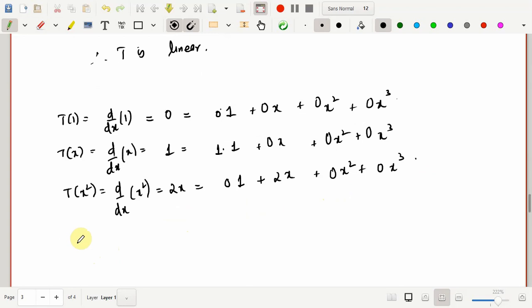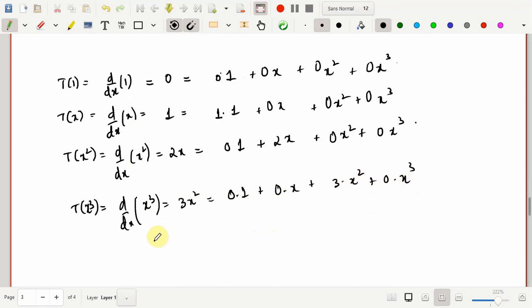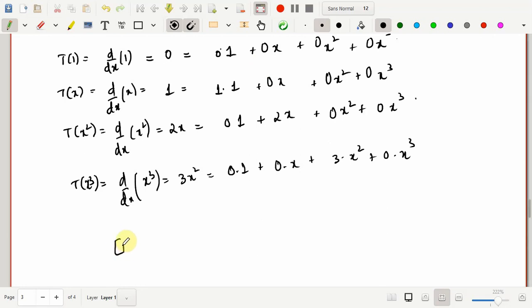Okay, and the last one, T of x cube. See, the resultant matrix you're supposed to get is 4 cross 4 because the dimension of P3 of x is 4, and here the domain and the codomain are the same. If the codomain was P2 of x, then you would have got a 3 cross 4 matrix. Okay, so this is x cube, which is the same as 3x square. So this is independent of 1, x and x cube, so this should be 0 into 1, 0 into x plus 3 into x square plus 0 into x cube. So this gives us the matrix representation. This is enough.